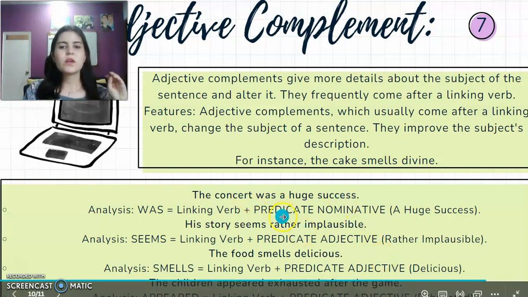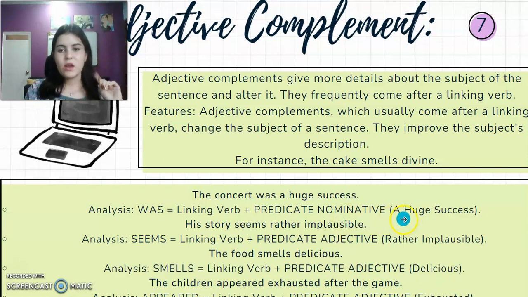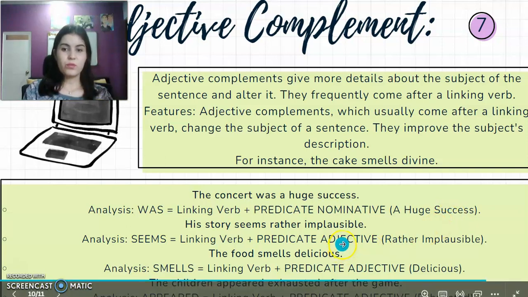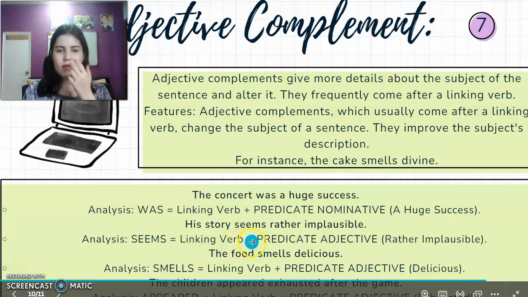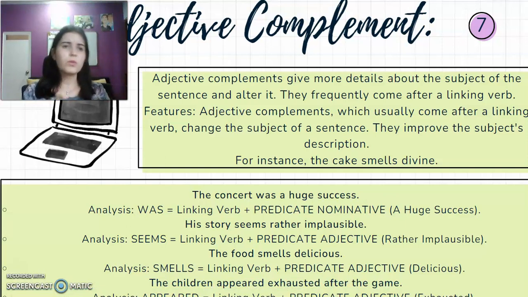So, the concert was a huge success. Was is the linking verb, and the predicate nominative is a huge success. Sorry, I mean it was a big event. It was very powerful. The artist who presented was very famous. Something like that. His story seems rather impossible. Linking verb is seems. The predicate adjective is rather impossible. It's very easy to detect the adjective because generally it is going to be at the end of the sentence.